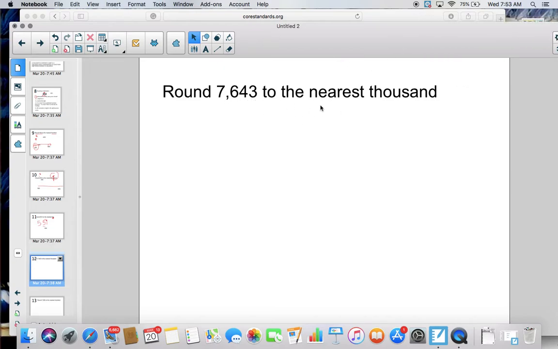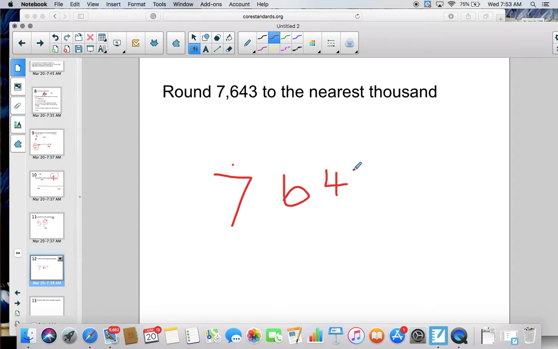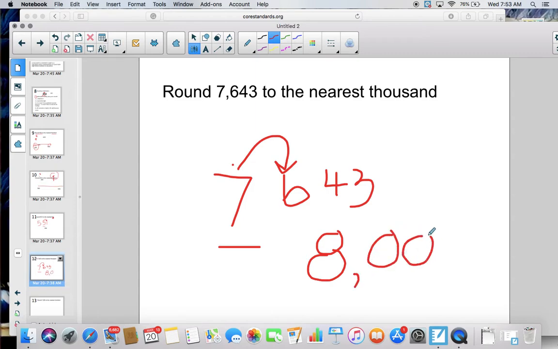Round 7,643 to the nearest 1,000. Okay, notice it says 1,000. Click pause, try it on your own. Welcome back. So we have 7,643. Did you underline the 7? Look next door, it's a 6. So you're going to go up on that number line. You're going to go to the next 1,000. So you should go to 8,000.